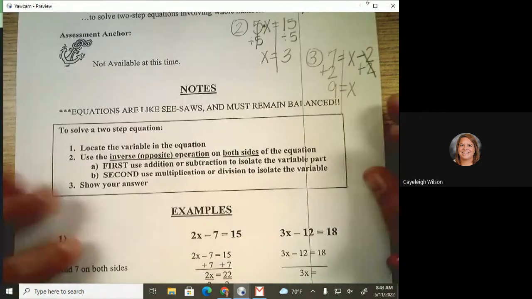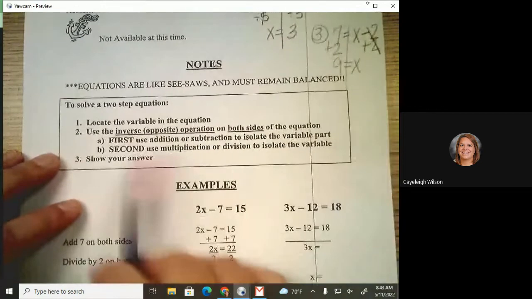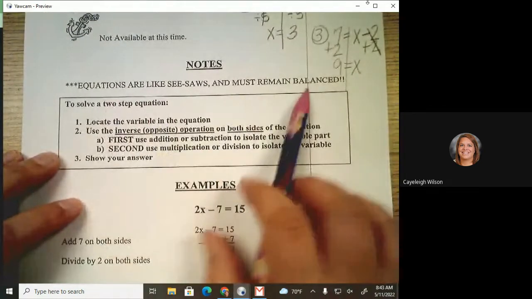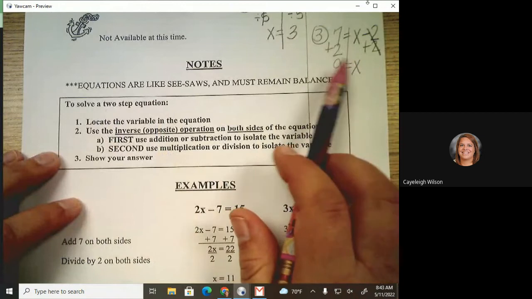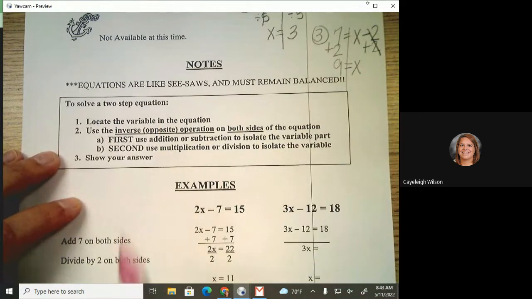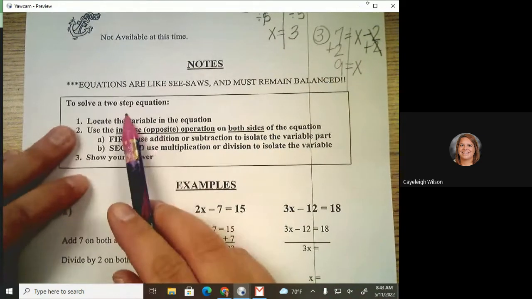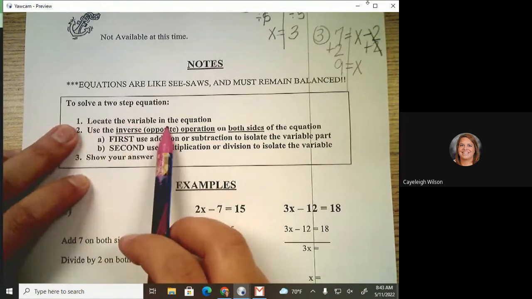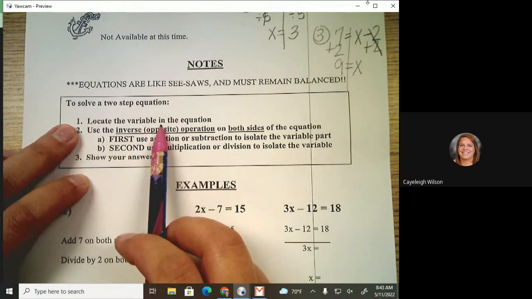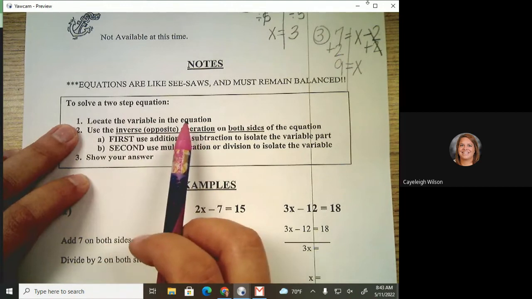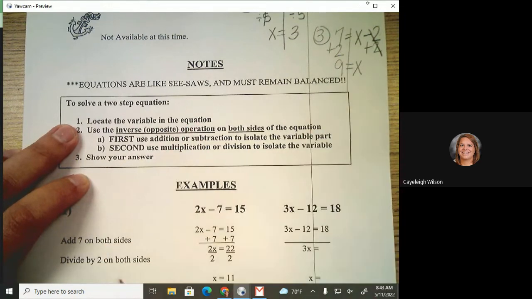Okay, so we're going to move into some two-step now. So it says equations are like seesaws and must remain balanced. So that's what we were talking about here. Whatever I do to one side, I do to the other side. Okay, so to solve a two-step equation, first, I'm going to locate the variable in the equation. So that's what I was doing. I was finding where the variable was. I was looking at what operation was between the number and the variable on the one-step equations.